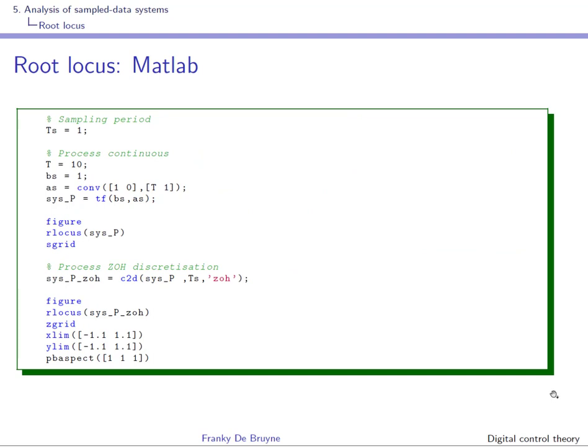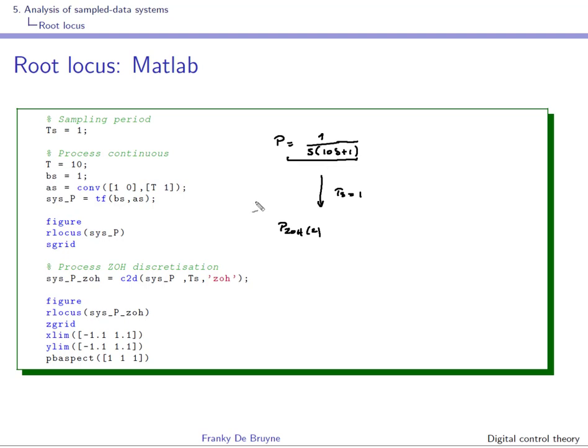So let us take an example of a continuous time system and then its zero order hold equivalent discrete time description. This system is P(s) = 1 over s(10s + 1). It's the process that we'll consider very often later on in the course, and what we do is discretize here with Ts equal to 1, and we obtain P_ZOH(z).